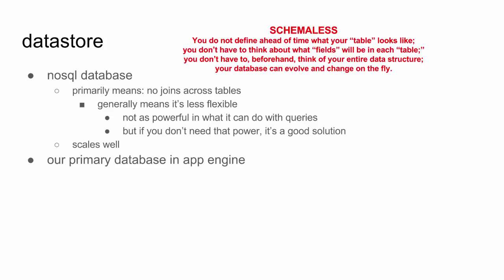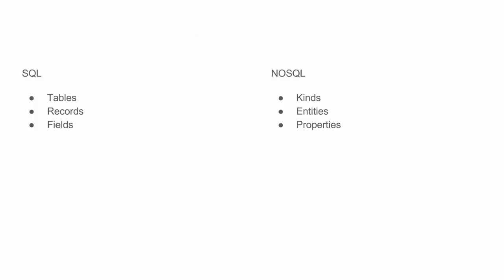And it's schemaless, so if you hear that phrase, that means you do not have to define ahead of time what your table looks like. You don't have to think about what fields will be in each table. You don't have to beforehand think of your entire data structure. Your database can evolve and change on the fly. All right. And scaling really well means it can get really, really big. NoSQL databases are a lot easier than SQL databases to split across multiple machines. So when you get big enough that it can't all fit on one machine anymore, Google can easily split it up into multiple things without much of a performance cost, which is difficult to do with SQL.